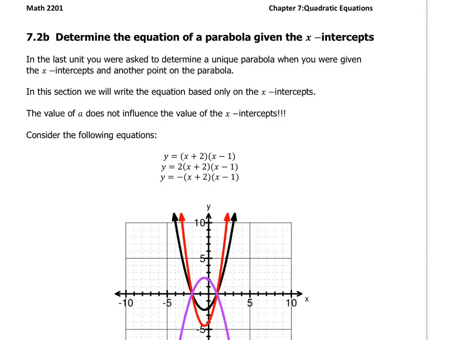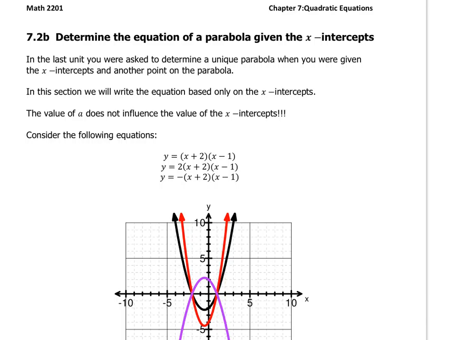Okay, 7.2b, the second part of 7.2, is determine the equation of a parabola given the x-intercepts. And we actually cover this in chapter 6 a little bit. But in chapter 6 we were looking for a specific equation, a specific function that had x-intercepts along with a certain point that it had to pass through. Here we're only going to be looking at the x-intercepts, so there's more than one answer a lot of times for the equation that you can come up with, given x-intercepts.